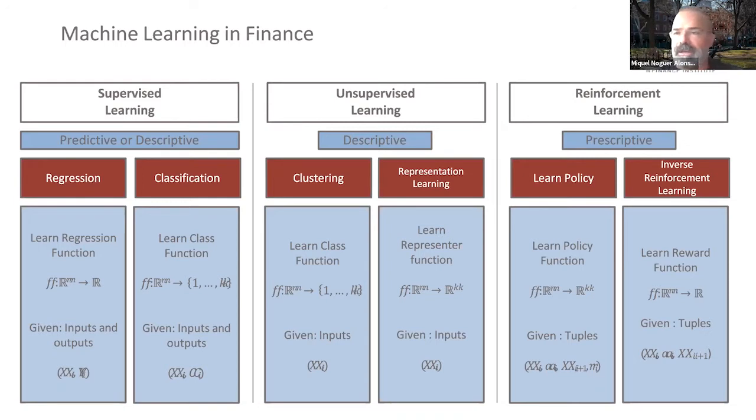Today we're going to be talking about reinforcement learning, but just a quick recap on what we mean by supervised learning. We're trying to predict or describe. We're doing regressions or classifications. The idea of doing regressions is we go from a system of n dimensions, Rn, for example, 500 stocks and 200 features or factors, to R, which might be, for example, returns.